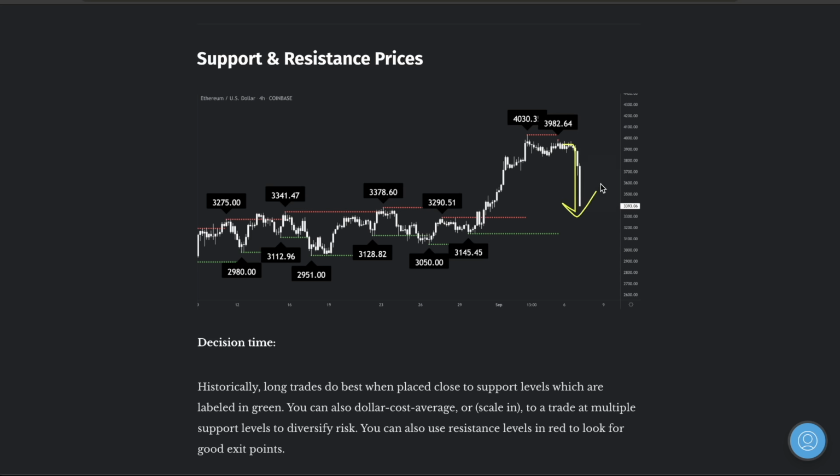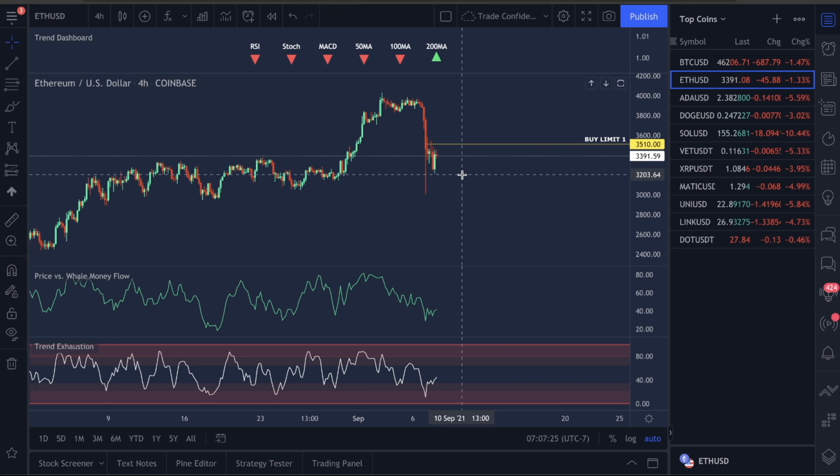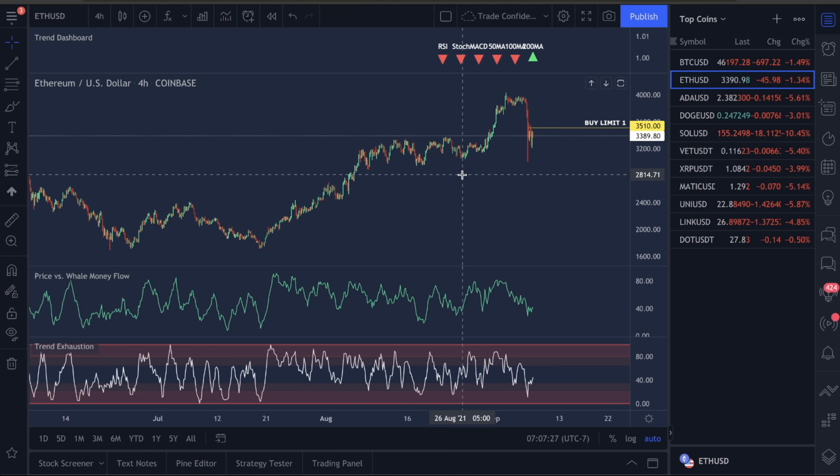Take a look at this waterfall. This is ridiculous. Literally, they call this a waterfall pattern in technical analysis. Where are we going to drop, guys? How low could Ethereum go? That's a question a lot of people are asking.